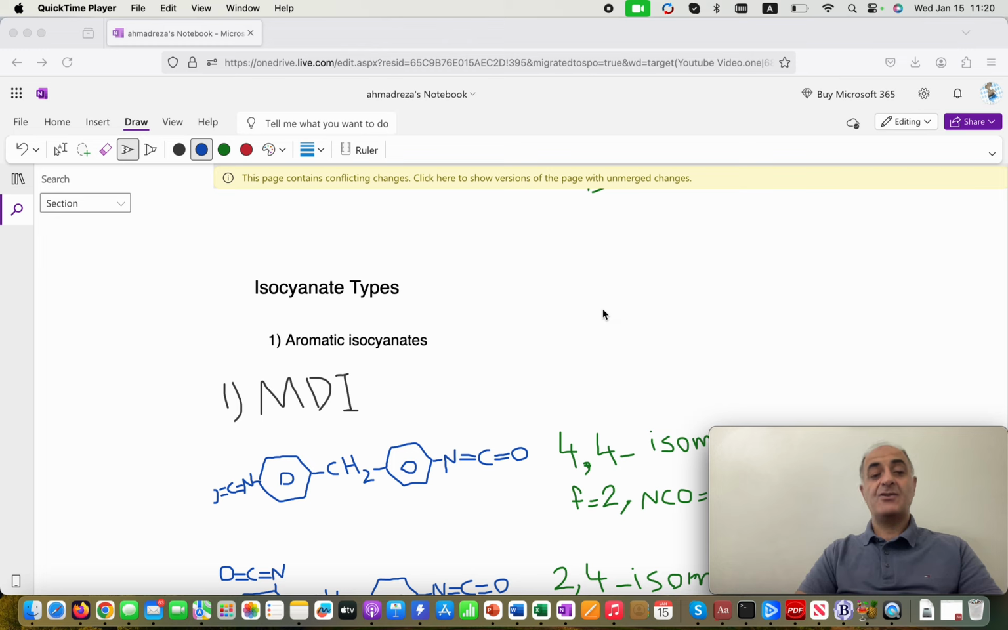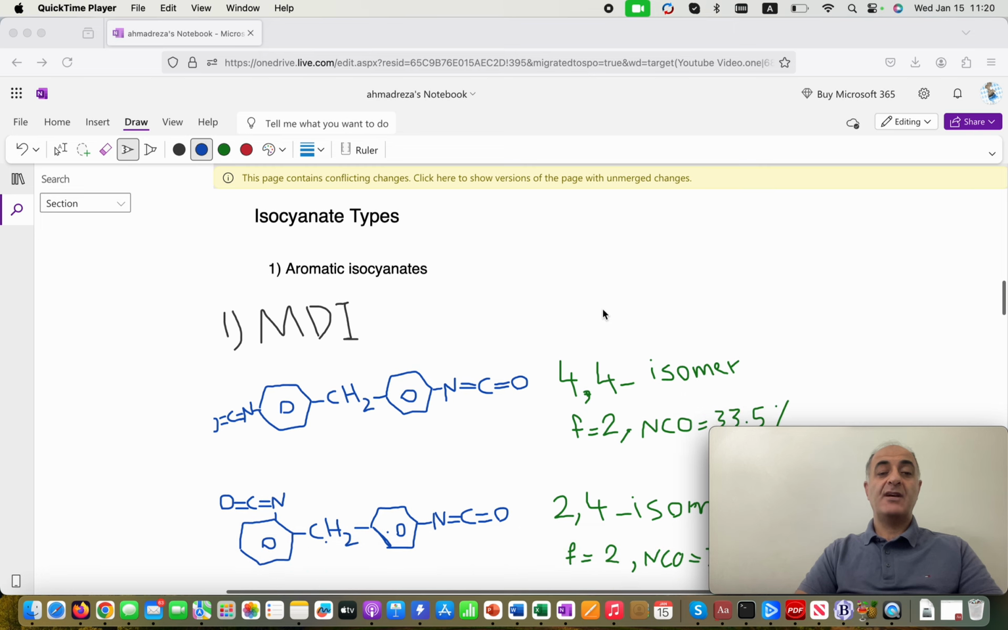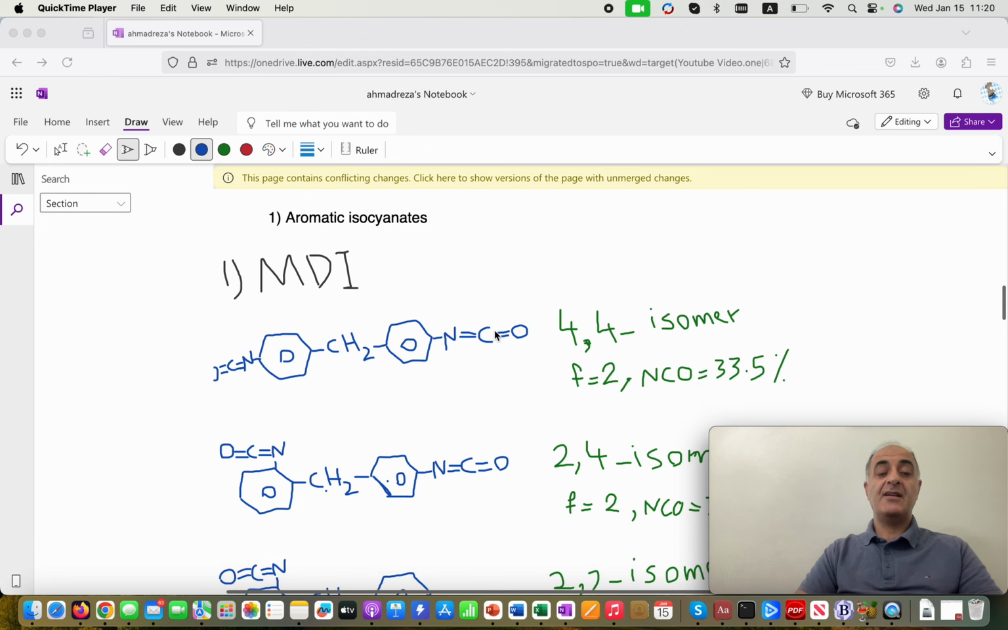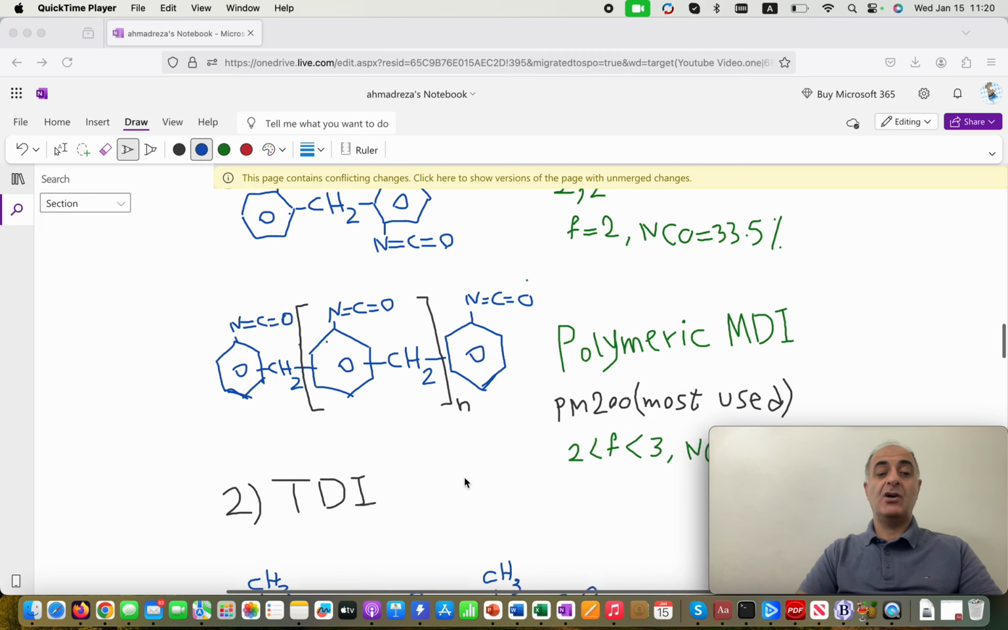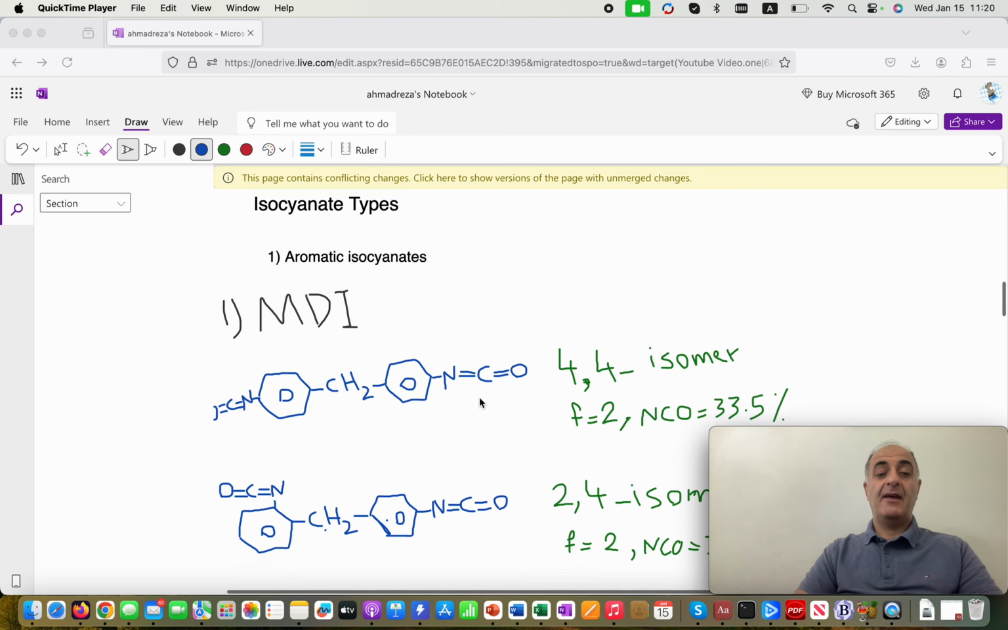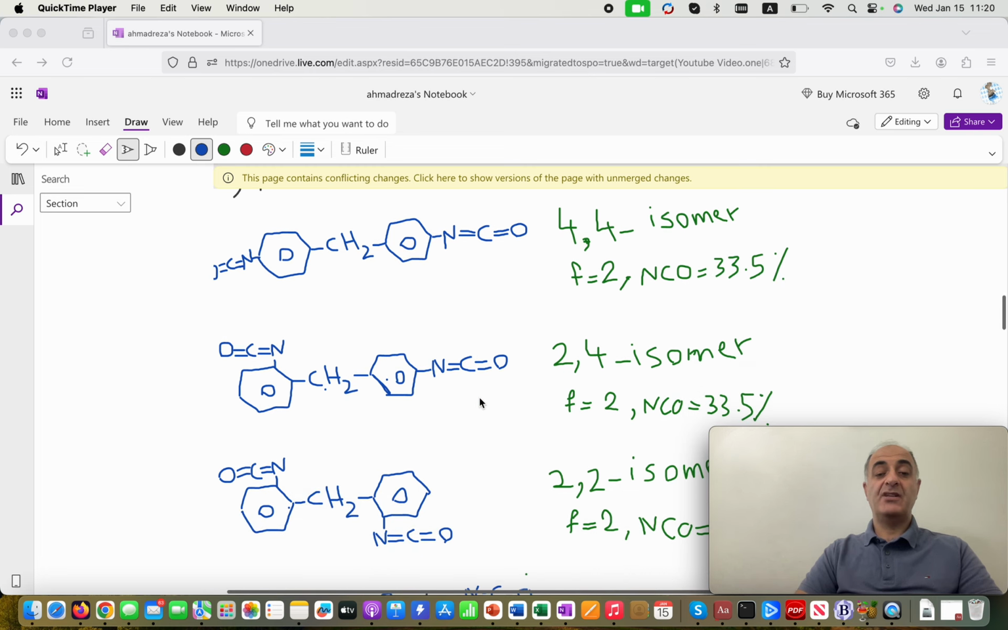Regarding the isocyanate types, we have aromatic isocyanate and aliphatic isocyanate. Aromatic isocyanate has two main products inside. One is MDI and the other one is TDI. MDI is methylene diphenyl diisocyanate, which has three different isomers. So we have the 4,4 isomer, the 2,4 isomer, and the 2,2 isomer.